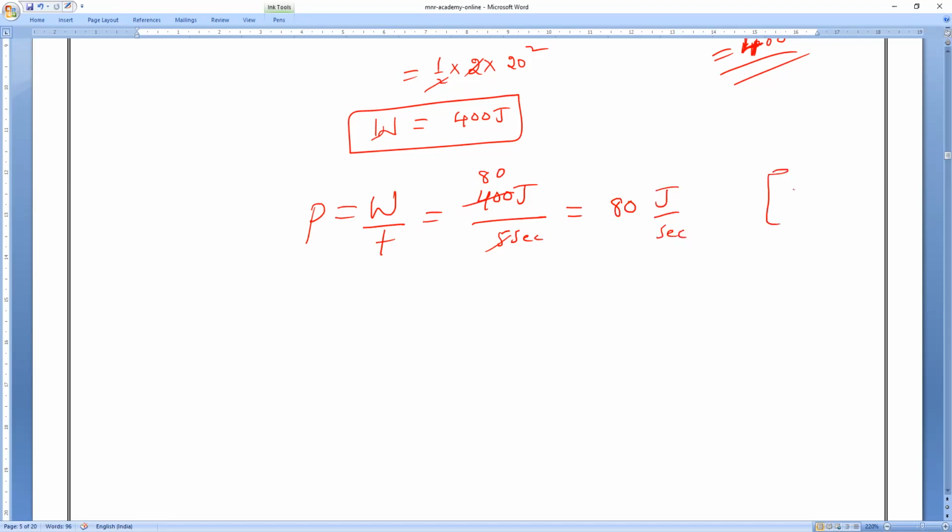I have taught you what the unit of power is. Anybody can tell? Unit of power. Watt. So 1 joule per 1 second is a watt. So what is the answer? 80 watts. Okay, so solve it.